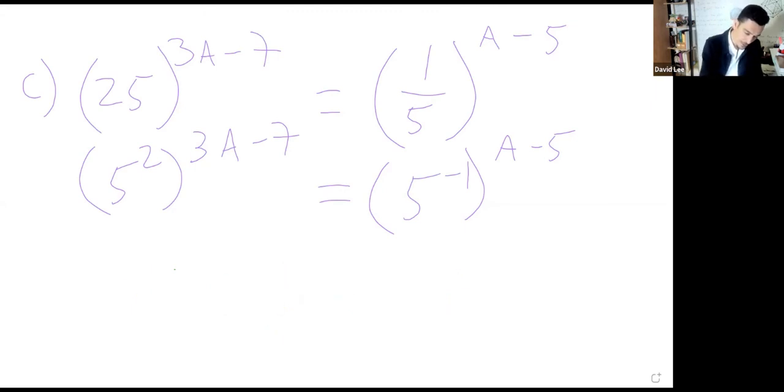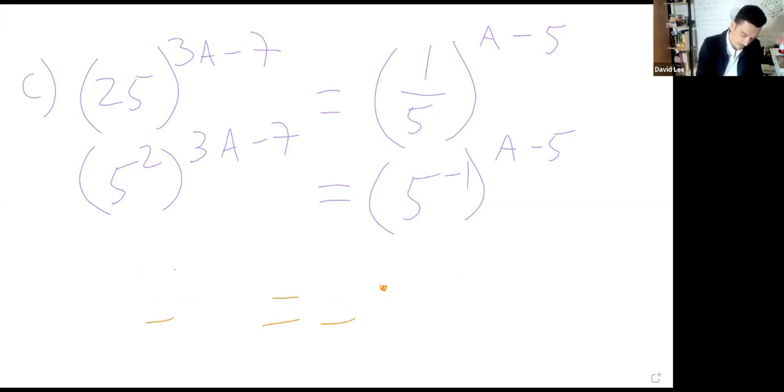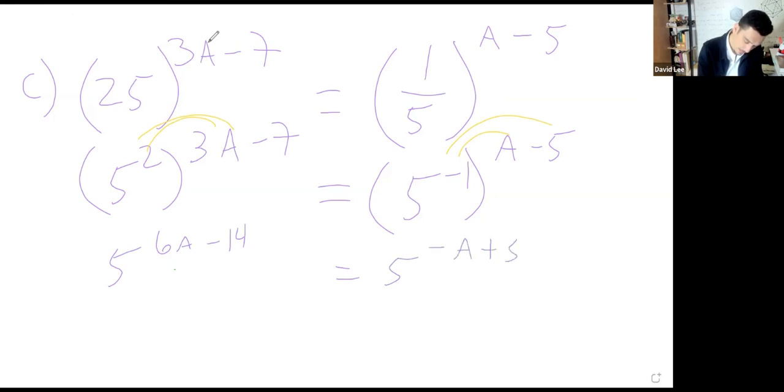Another relevant FYI is this one. If you have a to the power of b, to the power of c, an exponent to the power of an exponent, this is the same as a to the power of b times c. You'd multiply b and c. With that knowledge in mind, why don't we distribute the 2, and distribute the negative 1? That gives us 5 to the power of 6a minus 14 equals 5 to the power of negative a plus 5.